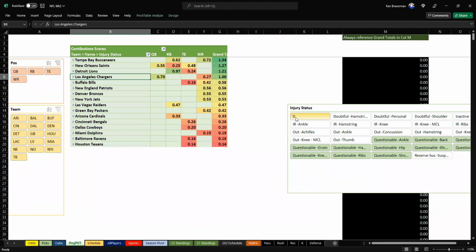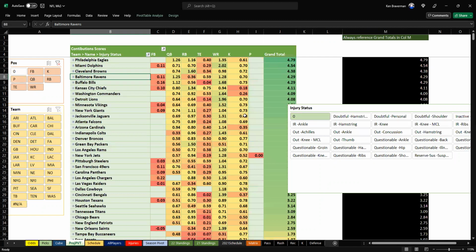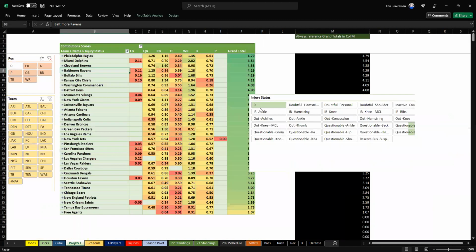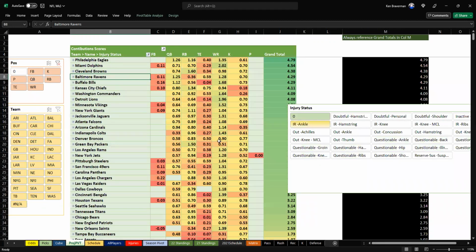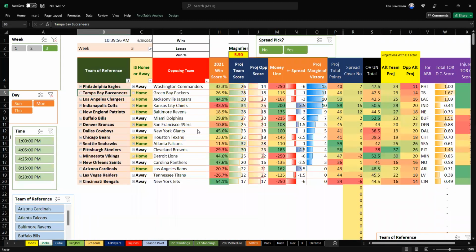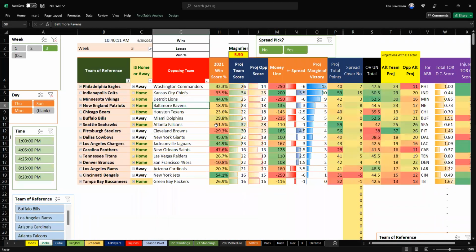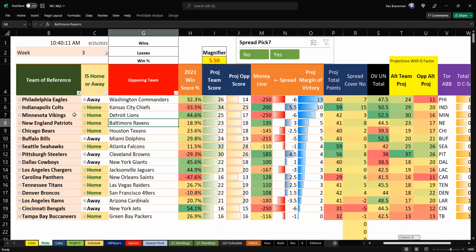So let's do something interesting, which is we're going to include only players that are not listed as questionable, people that are completely clean with their injury. If we do that, it's going to reproject the scores. Watch this. Stuff moved around. It moved Indianapolis even higher up on this list.